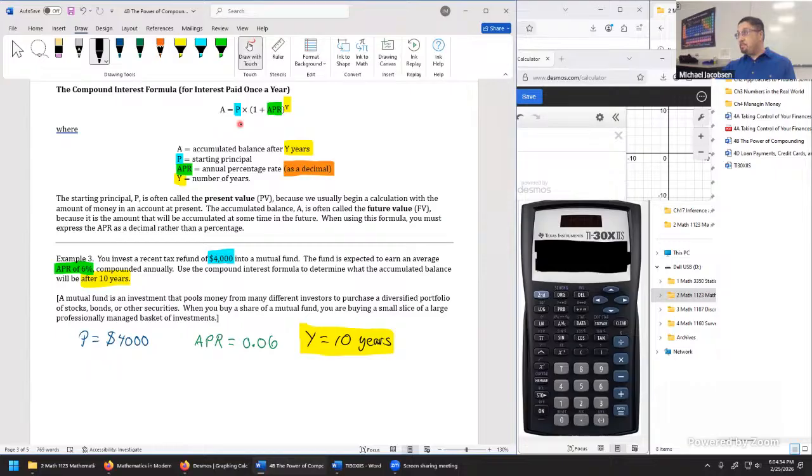Really, we're just going to drop down the information in the formula as we extracted it out of the problem. So the amount A is going to be first principal amount, $4,000.